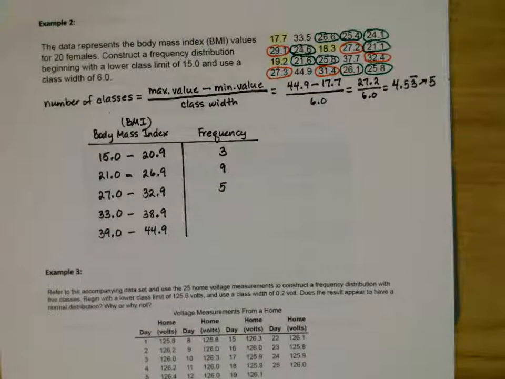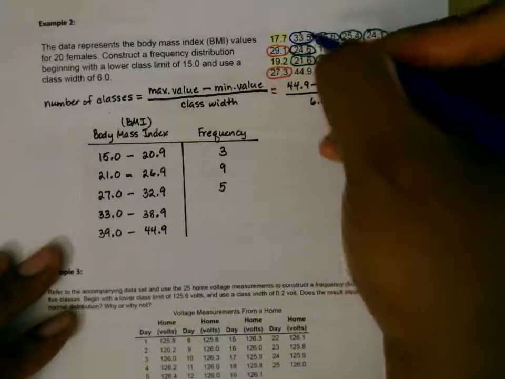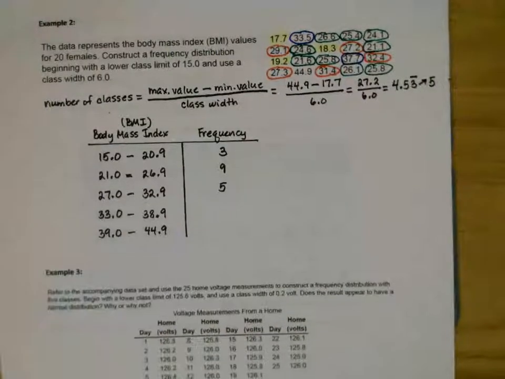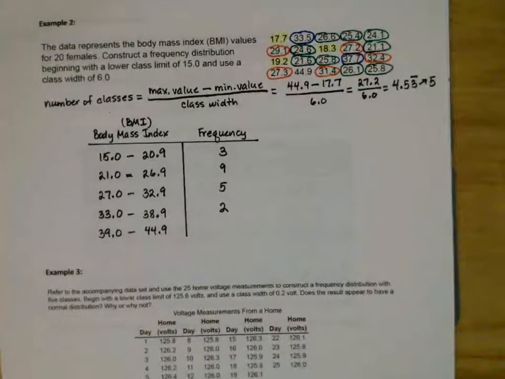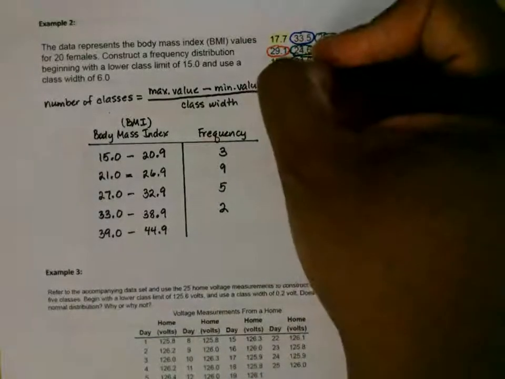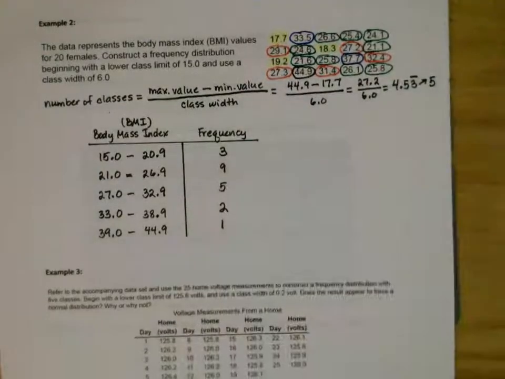And then next from 33.0 to 38.9, I need to count data values that are between 33 and 38.9. Let's see, here's one, 33.5, that's 1, and 37.7. So there are only 2 data values that are between 33.0 and 38.9. And finally, for 39.0 to 44.9, well, there's only one, and that's, of course, 44.9. So that frequency there is 1.